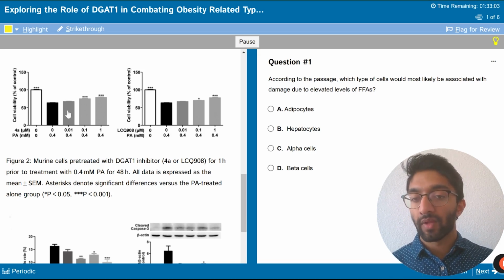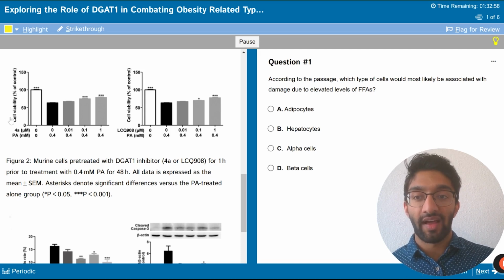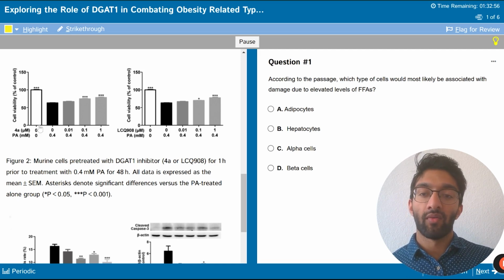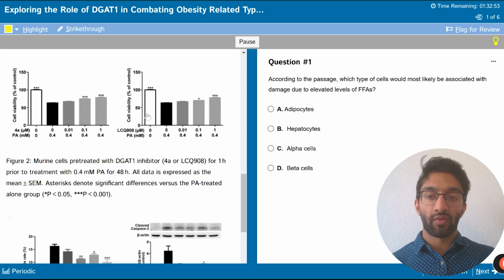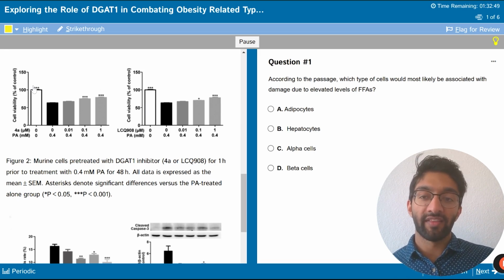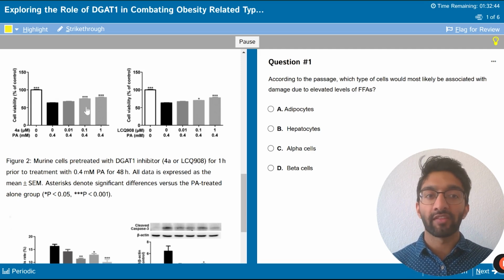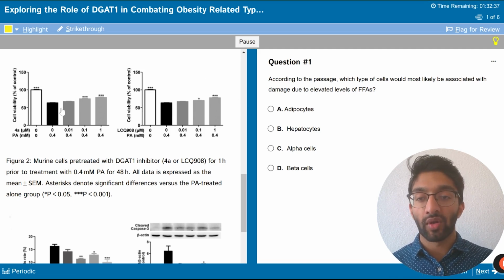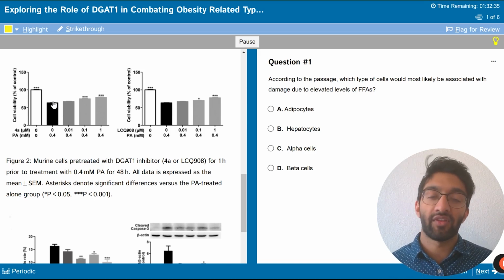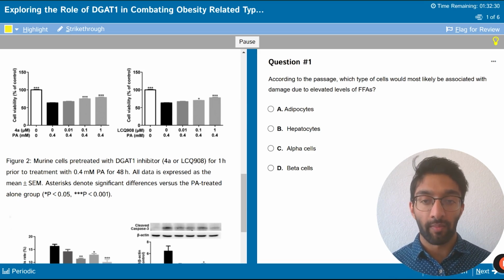Let's just look overall. This is basically telling us how many cells are alive with 4A versus with LCQ. What we notice here is that at the baseline condition, 100% of cells are alive. This is what you're comparing to. You always want to find a baseline or a wild type within the graph or figure, whatever it might be, in order to do a comparison. Because you can't just look at this graph and say, hey, that's a lot, that's not too much. You always have to do a comparison, so make sure you have something to compare to.